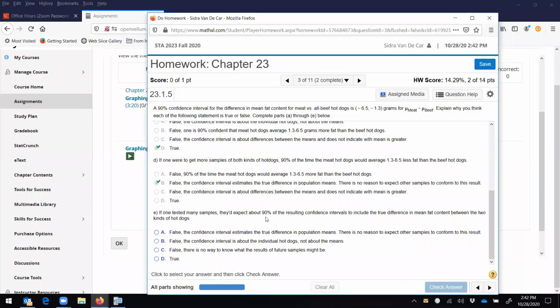And then if one tested many samples, they'd expect about 90% of the resulting confidence intervals to include the true difference in mean fat content between the two kinds of hot dogs. That should be true.